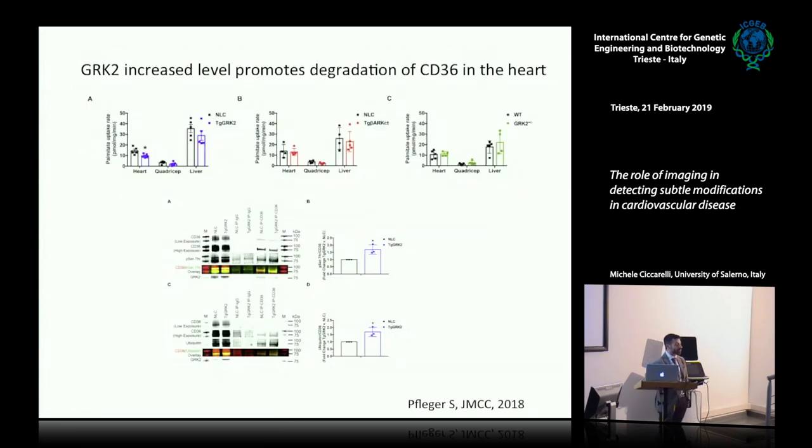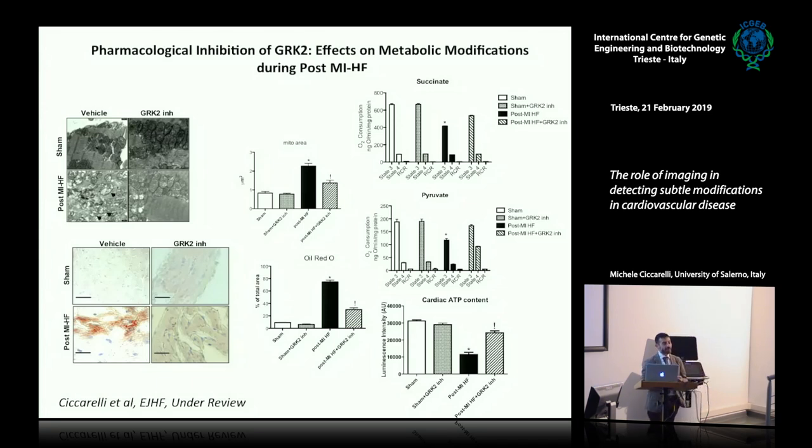This study was later also confirmed on free fatty acid uptake. Lately, in the lab of Professor Koch, it has been described that GRK2 can modify and also induce the degradation of CD36, so reducing the uptake and utilization of free fatty acids. Collecting all these notions, we recently developed another compound, a pharmacological compound, that is able to inhibit the activity of GRK2 in heart failure. So this is, for example, an electron microscopy image of mitochondria in a normal heart. And here is what happens during heart failure. Mitochondria are completely rearranged. They are increased in volume and decreased, with loss of cristae density. This is what happens when we employ our new compound, a selective GRK2 inhibitor, that is able to restore mitochondrial shape and functioning.